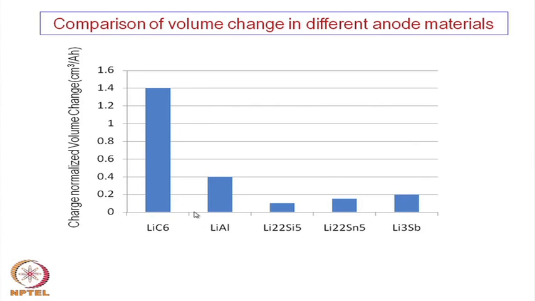One of the problems is once again, as I mentioned, the volume change. In fact, LiC6 has a fairly large volume change, but that is acceptable, whereas lithium aluminum has a lower volume change, but even then, because of some other problems, they have not been used so far and are at the investigation stage only.